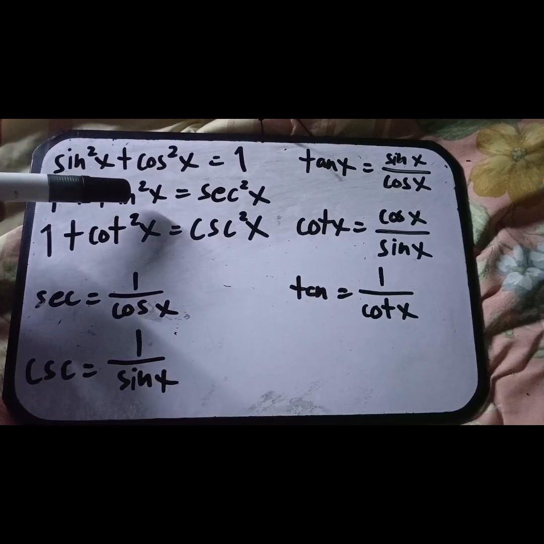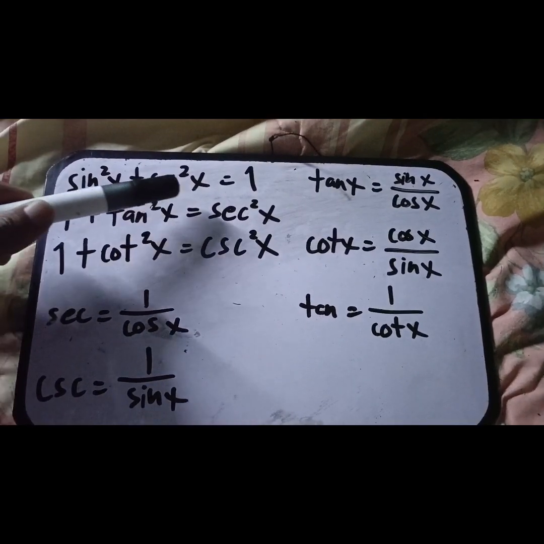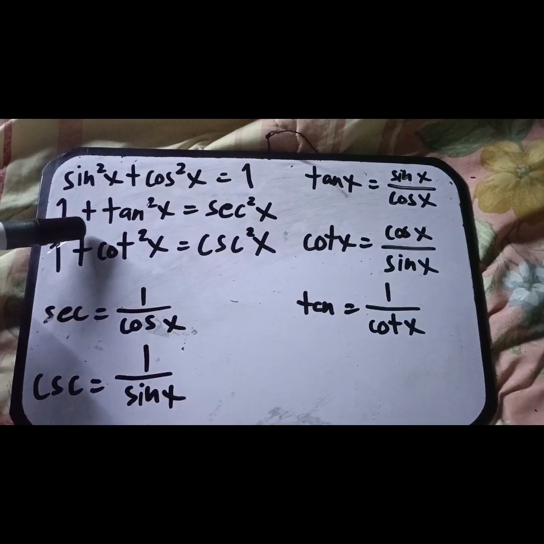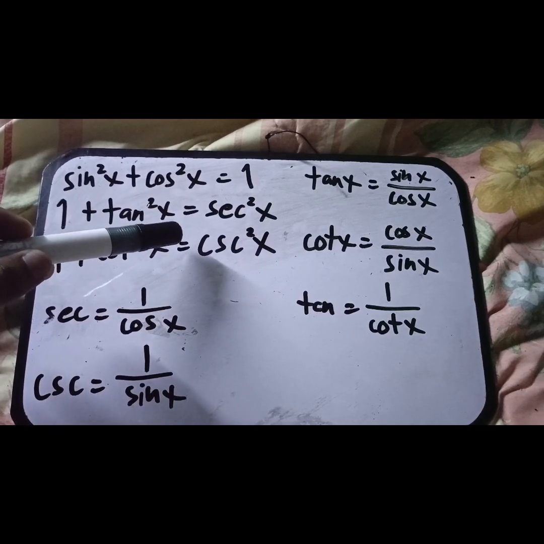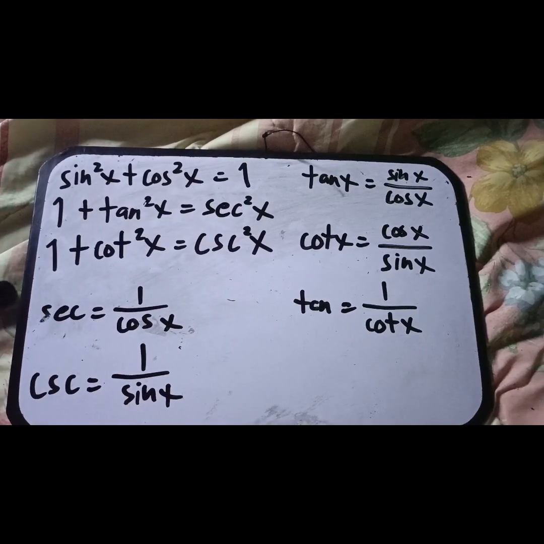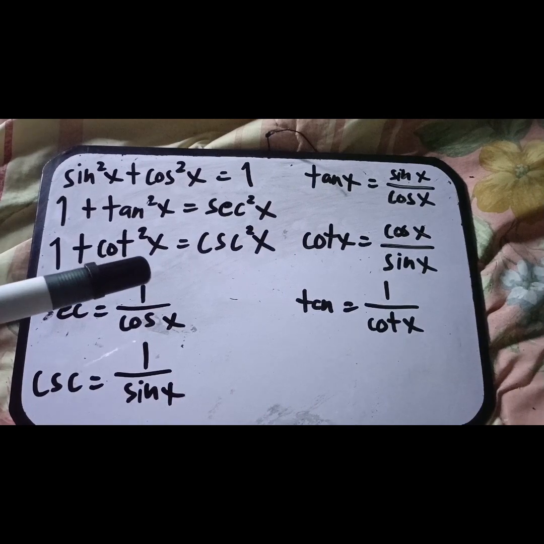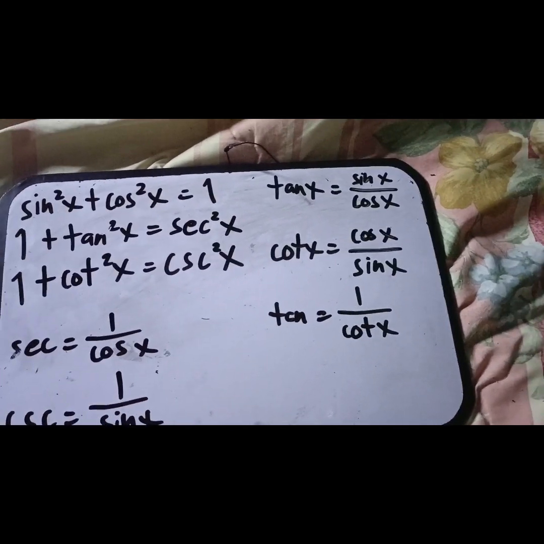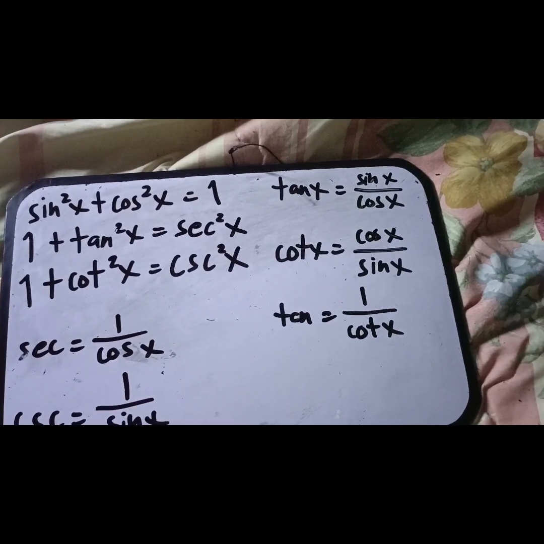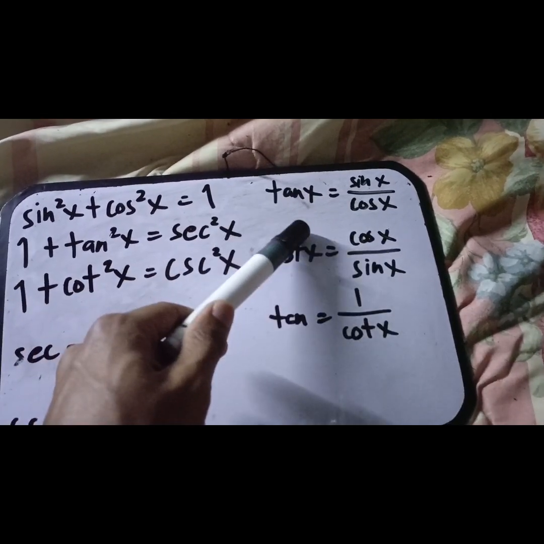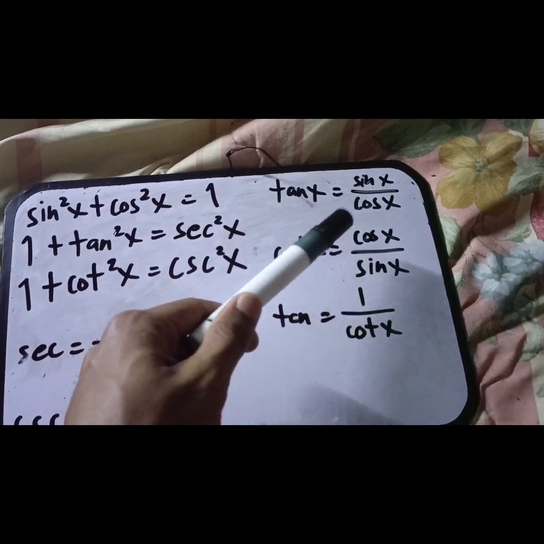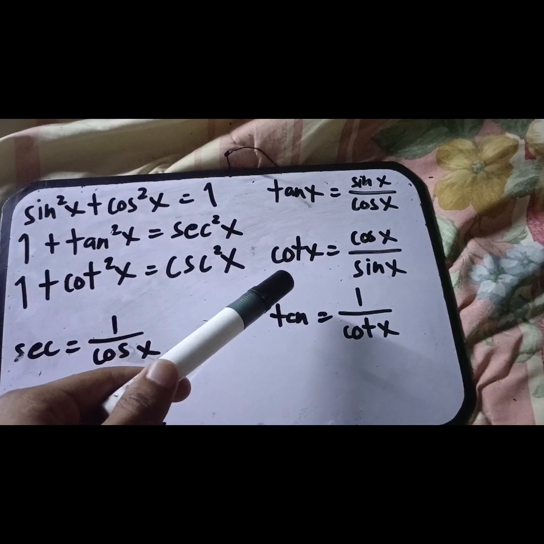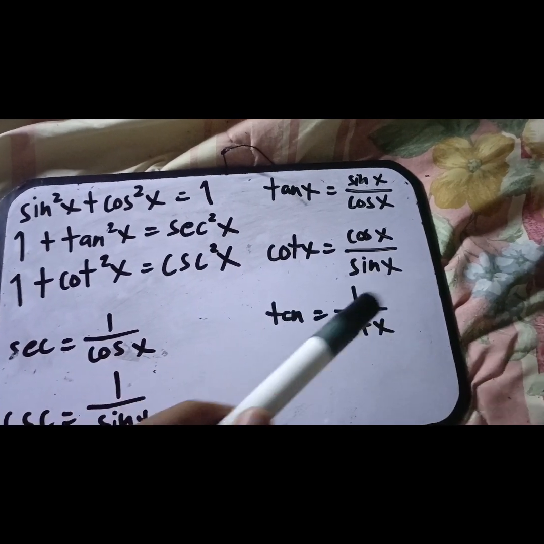Starting with the most common, which is sine squared x plus cosine squared x is equal to 1. And also 1 plus tangent squared x is equal to secant squared x. And 1 plus cotangent squared x is equal to cosecant squared x. Now we all know that. Let's proceed to tangent x is equal to sine x over cosine x, and cotangent x is equal to cosine x over sine x.